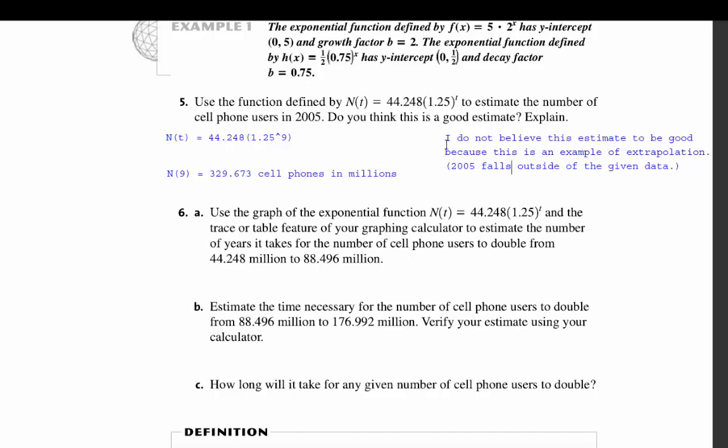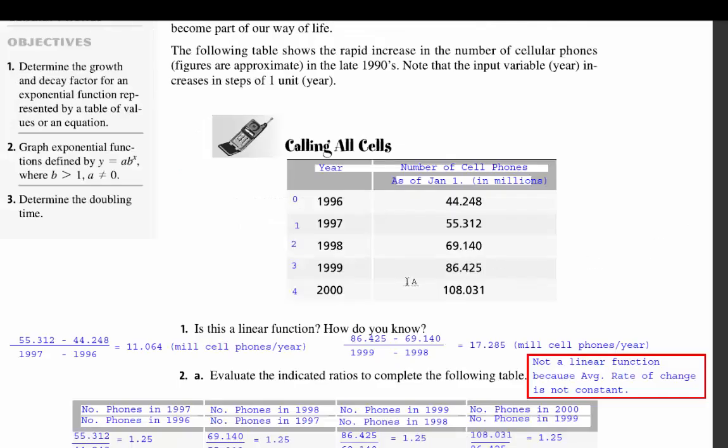Do I think this is a good estimate? I'm going to say no, because this is an example of extrapolation. This 2005 falls outside of our supplied data. If we take a look at our table, it only gives us accurate data, or exact data, for the years 1996 through 2000. 2005 is outside of this table, so it's an example of extrapolation, and I think extrapolation gives us results, but they're less reliable once you start to move away from the supplied data.